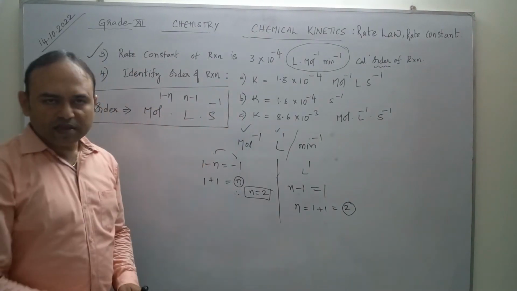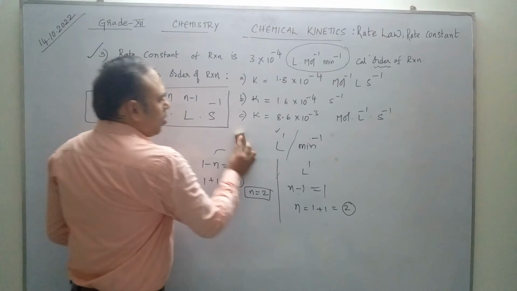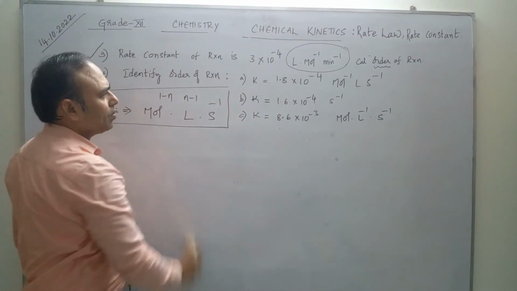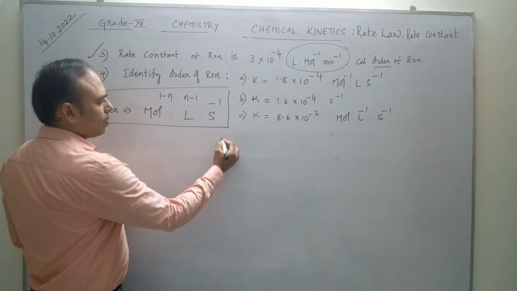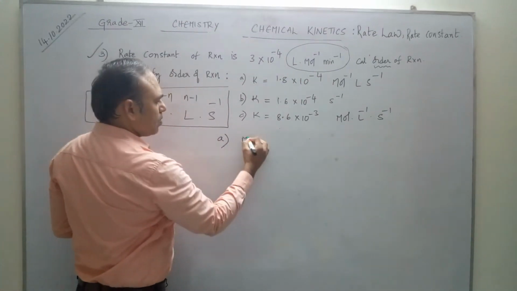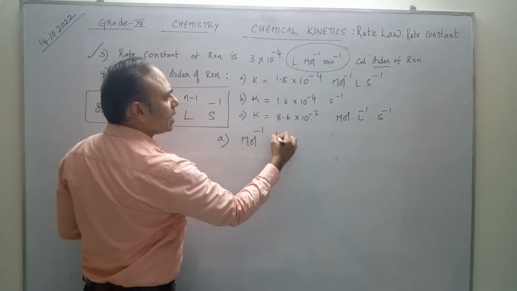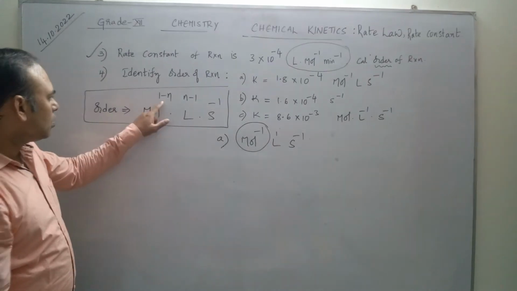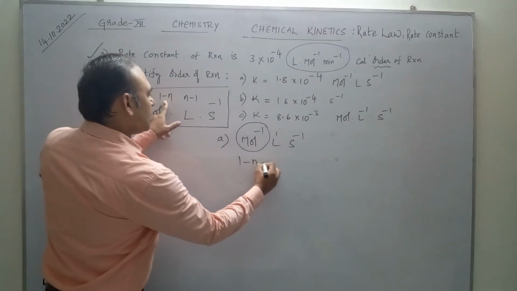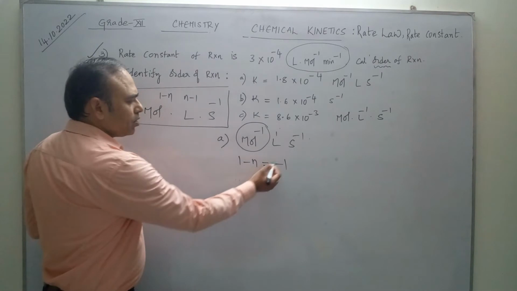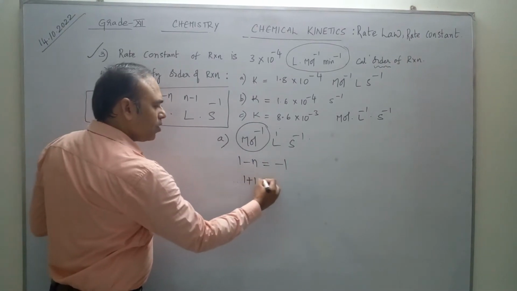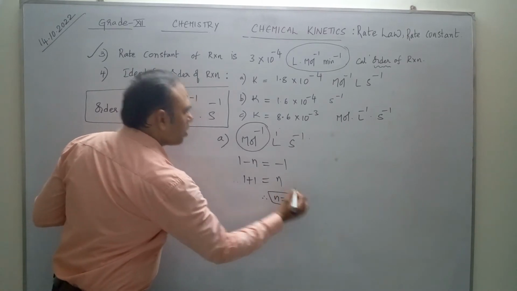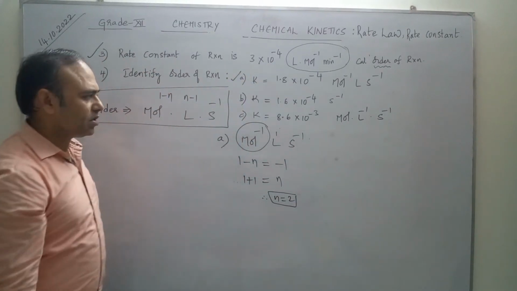You are given 3 values. What are the 3 values of rate constant? First one, the unit is mole to the power of minus 1, L to the power of 1 and S to the power of minus 1. Let us take mole to the power of minus 1 alone. So we can see that 1 minus n is equal to minus 1. So send this to this side, what we will get? 1 plus 1 is equal to n. So therefore this is a second order reaction.